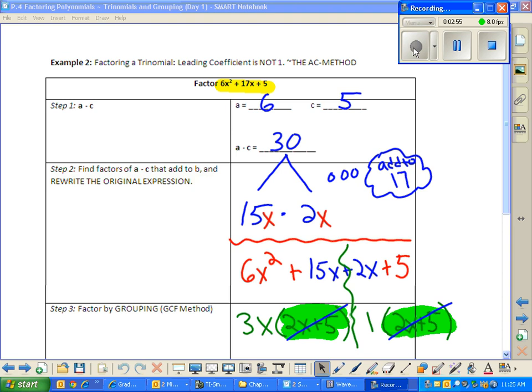And then I attach x's to each of those. The idea in doing this is that I'm going to take my 3-term expression and turn it into 4 terms so that I can group it into 2 and 2. I have 6x squared. Notice I brought down my 15x and my 2x plus 5.